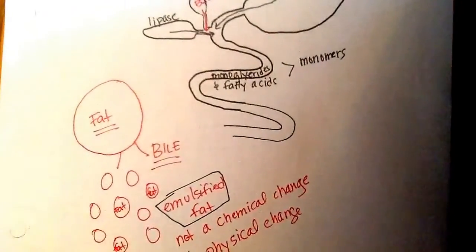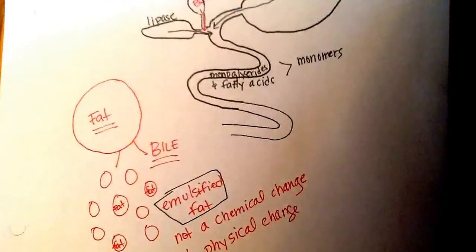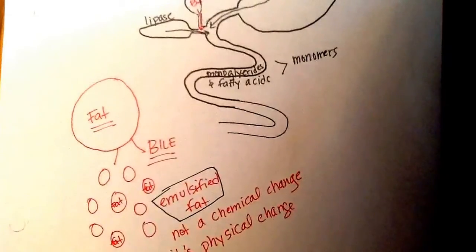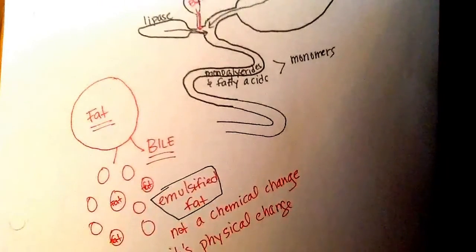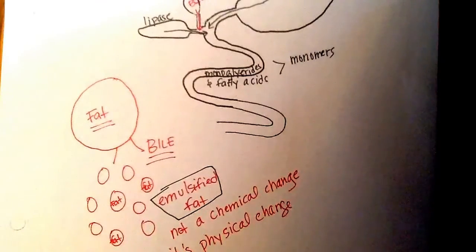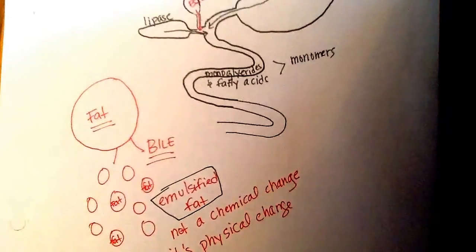Good test question as well. Tell me what the monomers are for each of the nutrients that we're breaking down. So carbohydrate, the monomer is a monosaccharide like glucose. In proteins, the monomer is amino acids. In lipids, the monomers are monoglycerides and fatty acids.